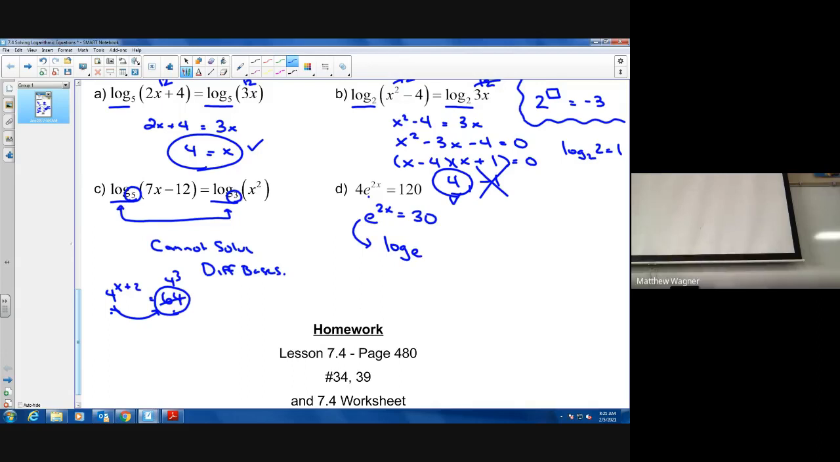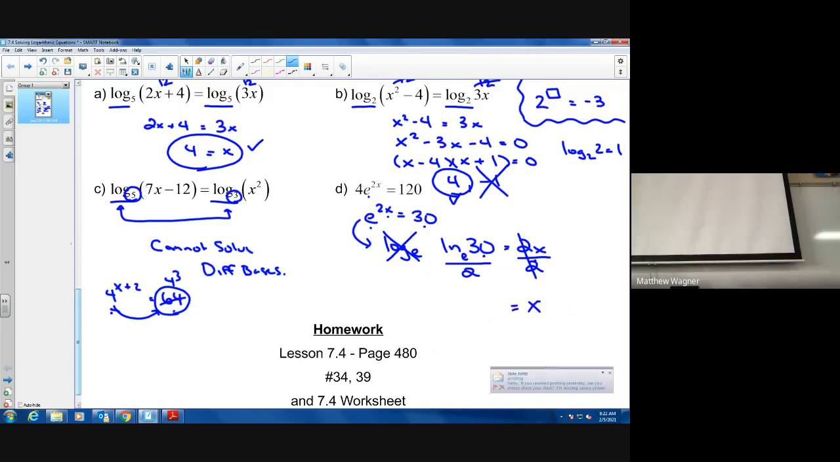So I'm going to switch it into log form, okay? We do not, just so you know, write log base e. What we write is natural logarithm, ln of 30 equals 2x. Base, natural log, the base is e. Our answer is what we're logging. Our power is our answer. Now, I'm able to divide both sides by 2 to get x.